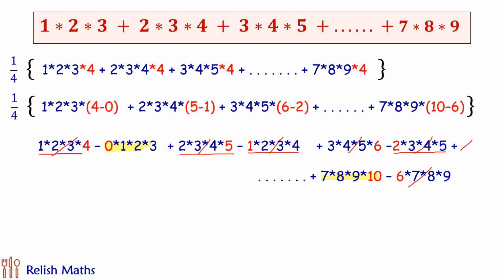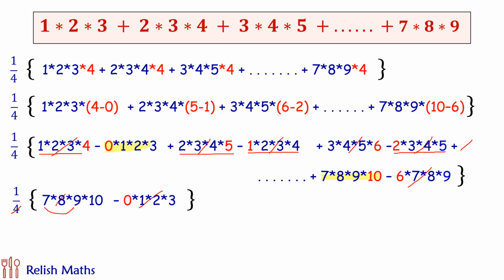Right? So this full term we have to divide by 4, and let's write the terms which will be left, that is 7 times 8 times 9 times 10, and minus this 0 into 1 into 2 into 3, and the full thing we are dividing by 4. So if you see here, this term will be 0, and here this 4 and 8 will cancel out to give 2. So 63 times 2 is 126, times 10 is 1260, and that's our answer.